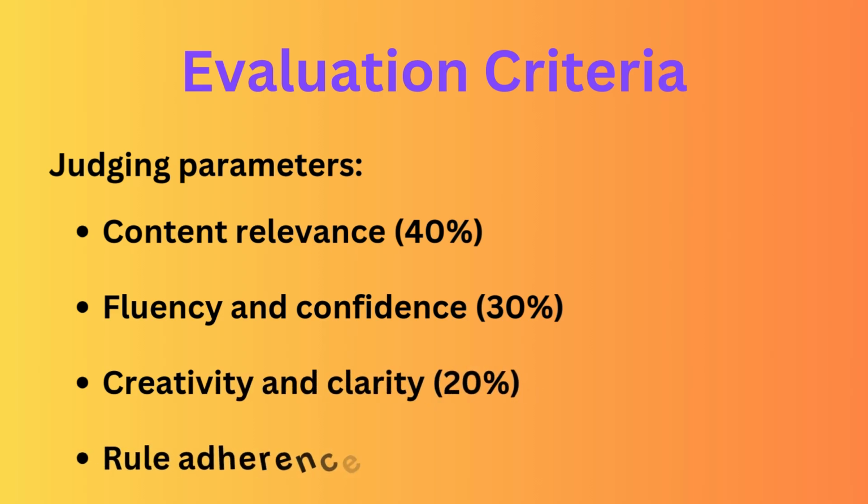Evaluation criteria. Your jam session is evaluated by the judges. The judging parameters are: content relevance is given importance up to 40%. You are checked on your fluency and confidence, 30%. Creativity and clarity, 20%. And the last one, rule adherence, 10%.